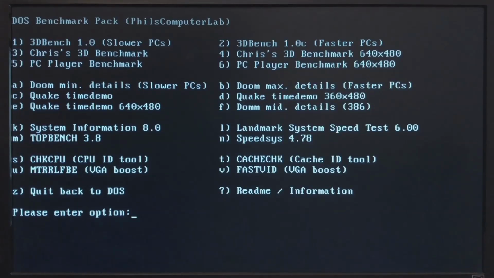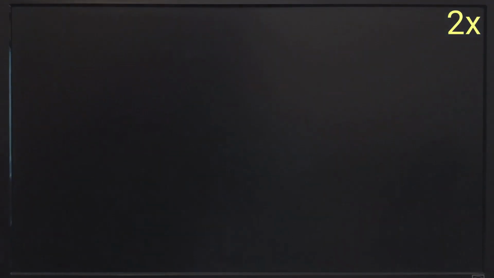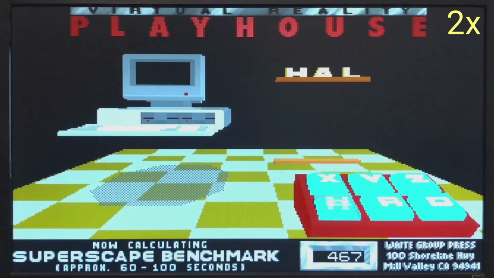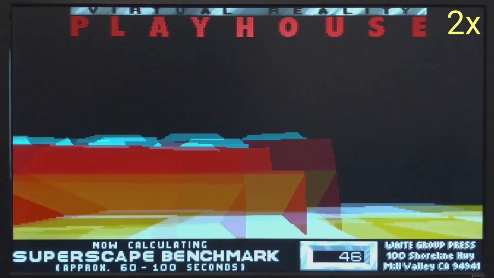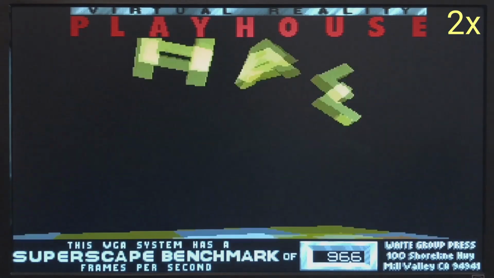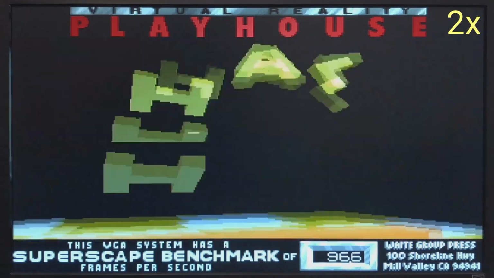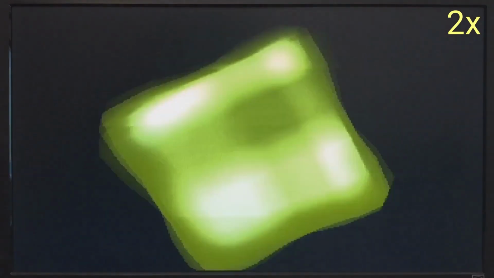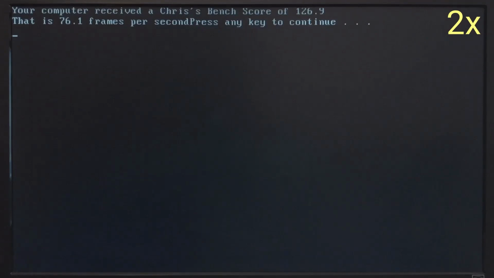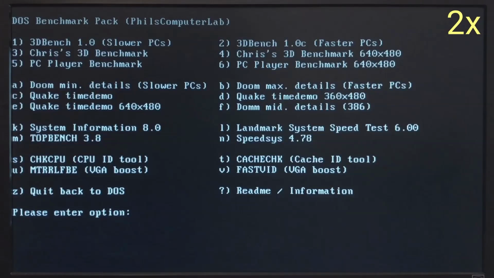So now time for the main menu. And first of all 3D bench with option 2. 96.6. Yeah, not bad, but certainly lower than the 486 machine. Then Chris 3D bench with option 3. Again, not bad, 76.1 frames per second.